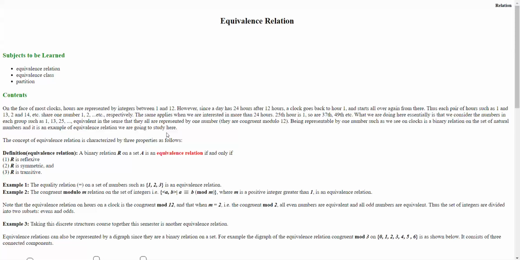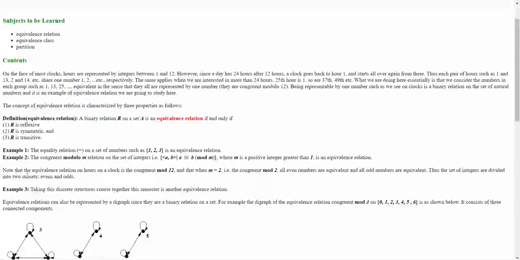So, which we're going to study here. Three properties: a binary relation R on a set A is an equivalence relation if and only if R is reflexive, symmetric, and transitive. The equality relation on a set of numbers such as 1, 2, 3 is an equivalence relation. We should search for this.